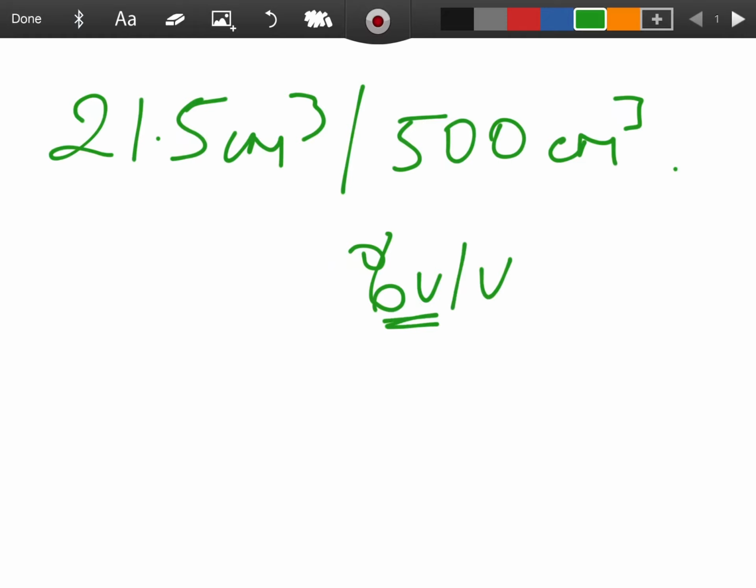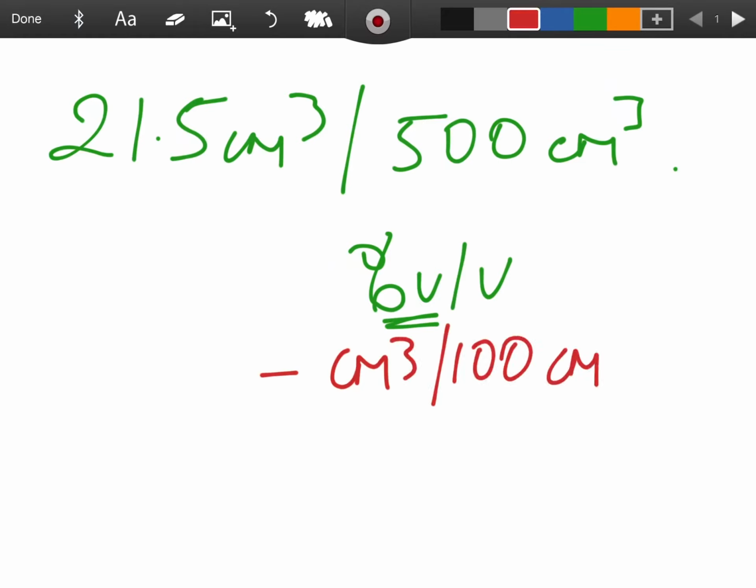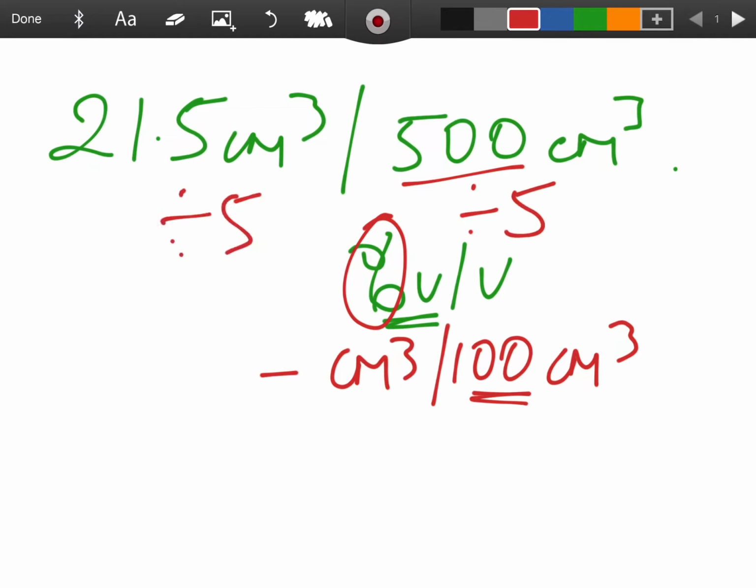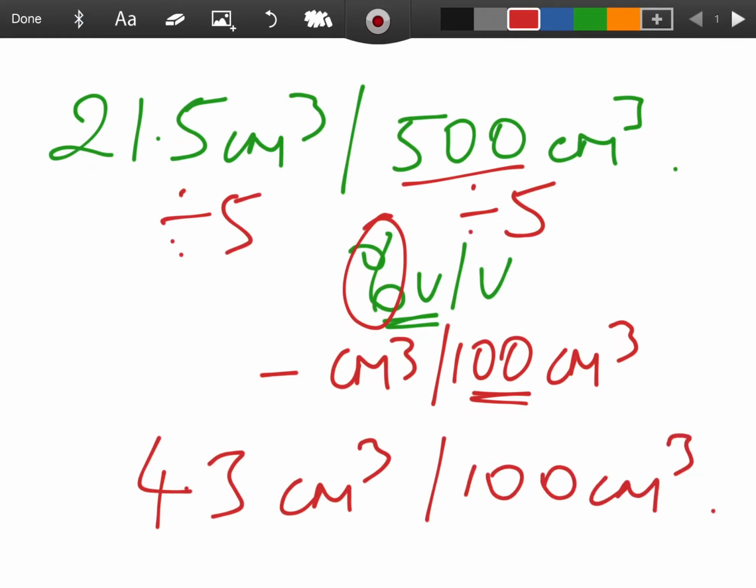So what's V by V again? So many cubic centimetres in 100 cubic centimetres. Always in 100, okay? But this is in 500, so you'll divide by 5. Both sides by 5. So divide that side by 5 and that side by 5. When you do that, what do you get again? Let me see. Divide that by 5 and you get 4.3 cubic centimetres in 100 cubic centimetres, okay?